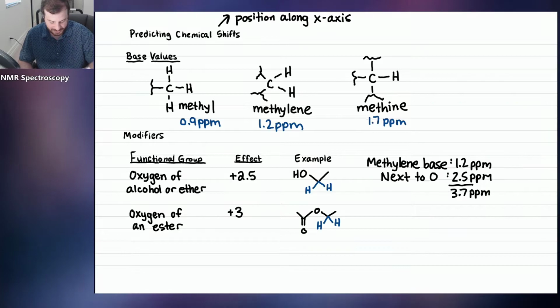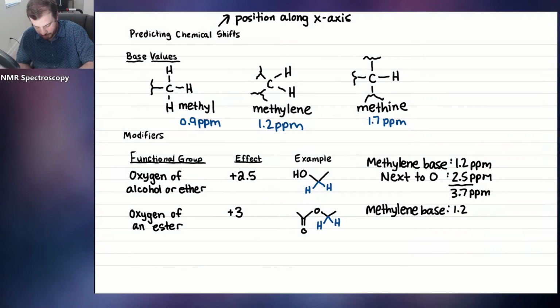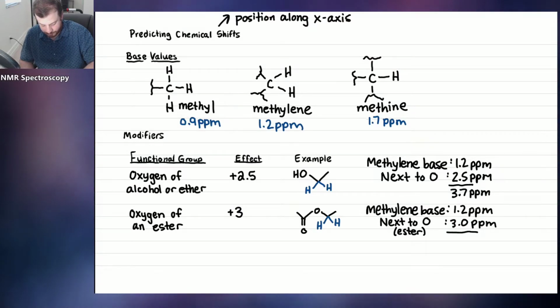Let's do our calculation. This is another methylene group because there are 2 hydrogens on that. So methylene base is 1.2 ppm. And yes, you'll need to show your work here. I want you to show the work just like I'm doing here. And then this was next to ester, and that has a value of plus 3.0 ppm. So that means these 2 hydrogens are likely to appear at 4.2 ppm, which is a very accurate approximation.